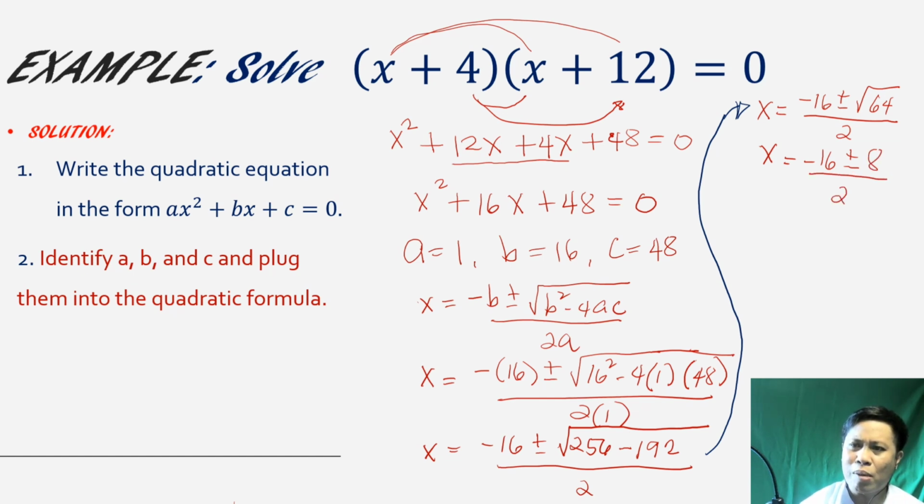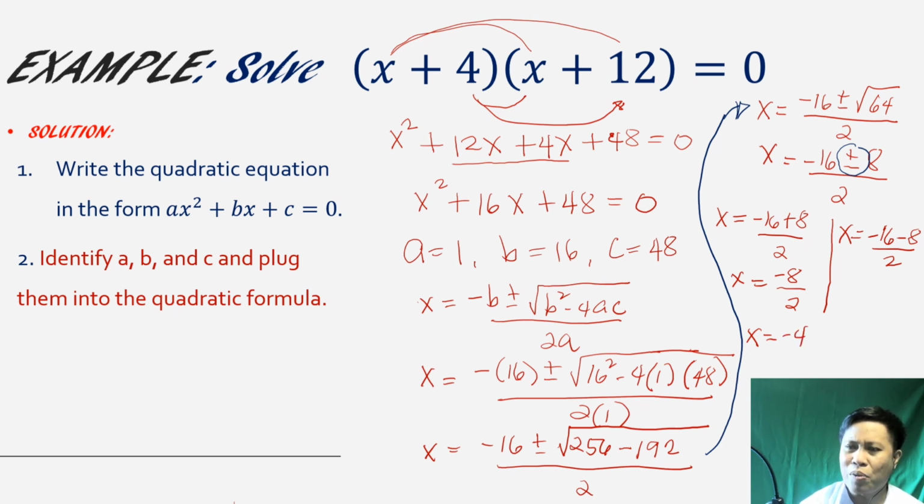Okay? Then we will separate now the plus and minus. And we will come up again with two equations. So first equation is x equals negative 16 plus 8 all over 2. And the other one is x equals negative 16 minus 8 all over 2. Okay? So let us solve the first equation. X equals negative 16 plus 8 is negative 8 divided by 2. So our x is negative 4.